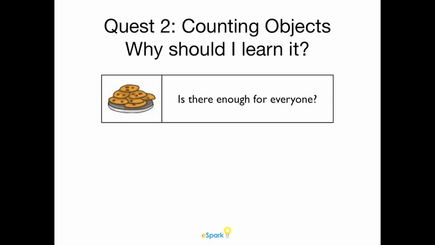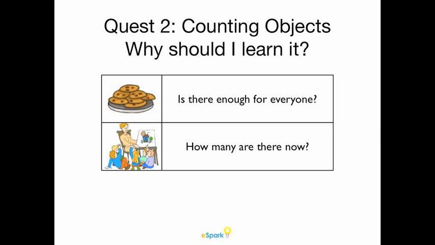The second question is when objects move from place to place, you want to know how many are there now. There's students sitting on the rug. Let's count them. 1, 2, 3, 4, 5. There's 5 students on the rug, and we know this because 5 was the last number I stated. If those students move and sit at their desks, they will be in a different order. But if we count them again, it will still be 5 because 5 will be the last number said.